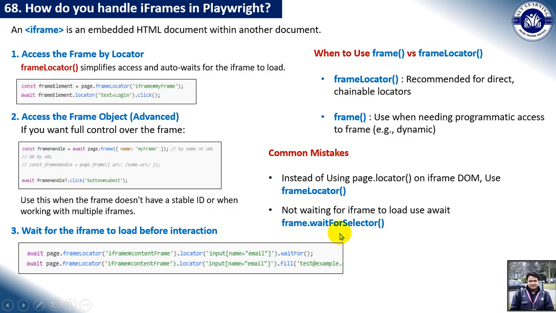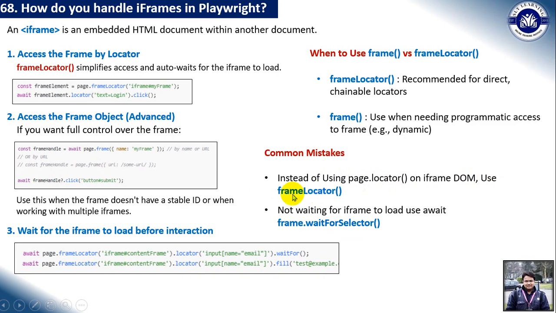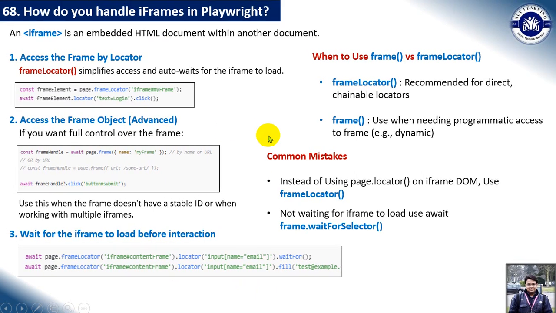So what are the common mistakes people make? Instead of using page dot locator on the iframe DOM, use frame locator. Most of the time people use page dot locator instead of frame dot locator, so make sure you use frame dot locator. Another mistake is not waiting for the iframe to load: not using wait for selector or wait for a certain condition to happen, and directly trying to perform the actions. If you directly try to perform the action, maybe it will not identify the element and not perform the actions as you require. So always put in a wait for a certain condition to happen and then perform your action. So this is how you handle the iframe, guys, in Playwright.